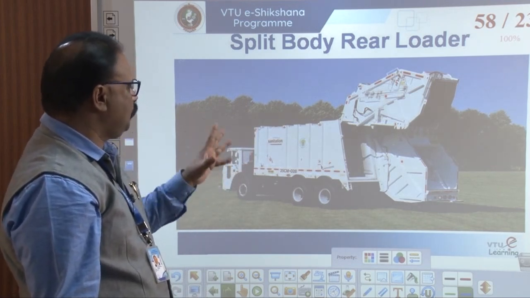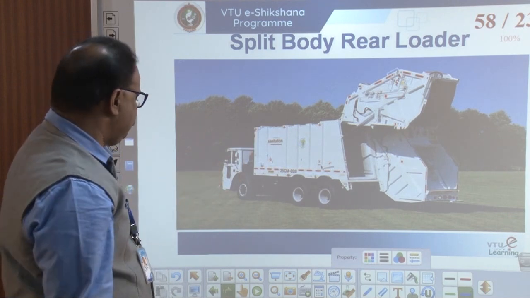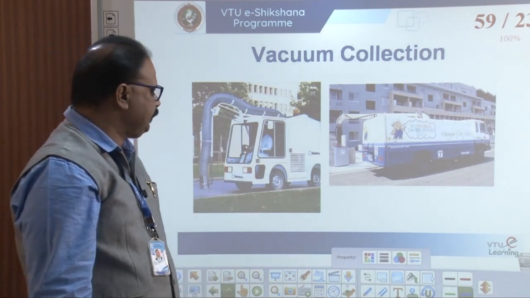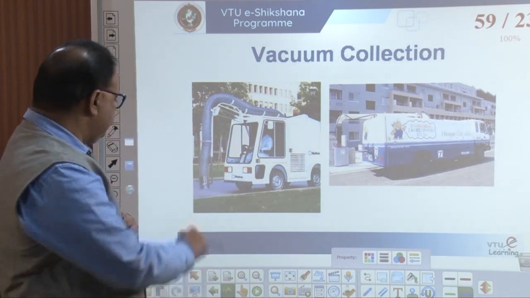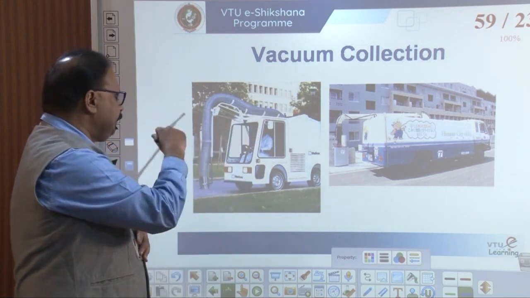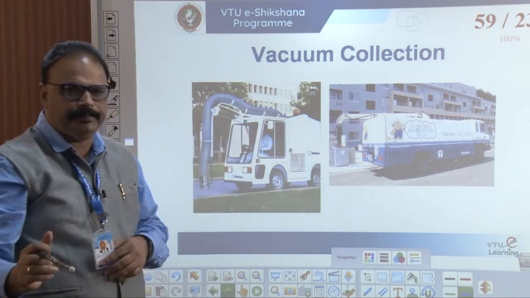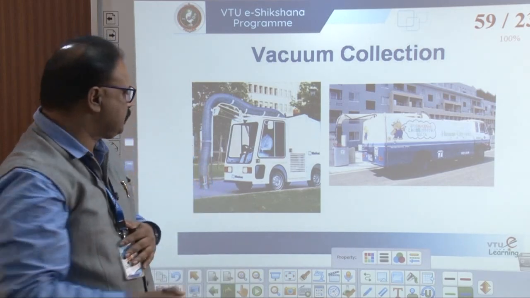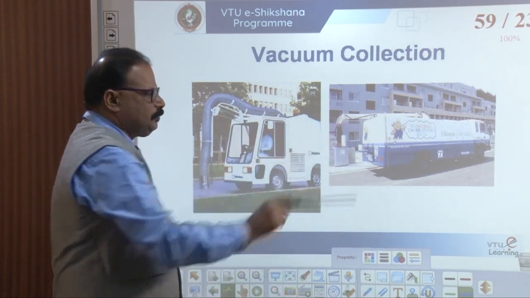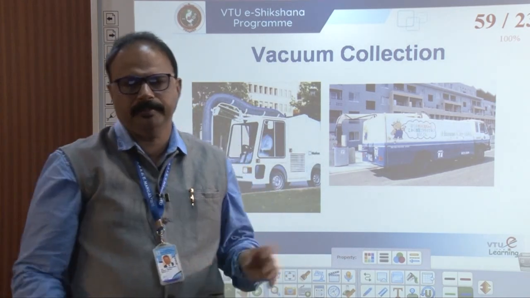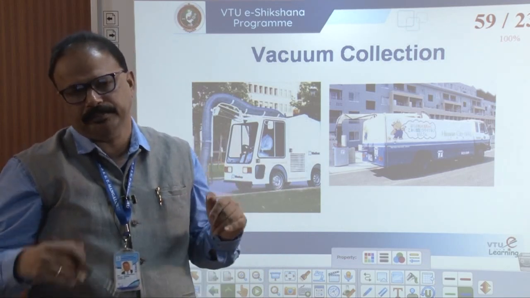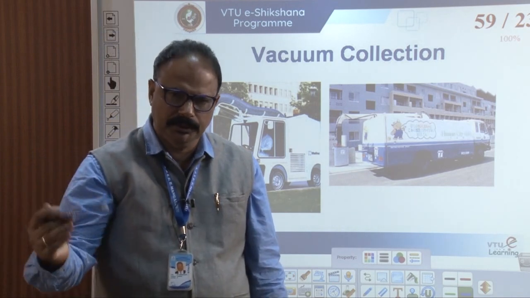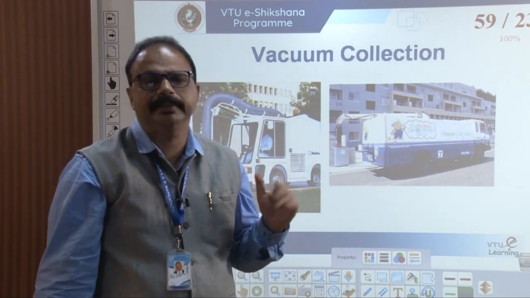Split body loader, a bigger vehicle, and this is the vacuum collector. Abroad, we use this one for recycled material. It may be paper or anything; it will suck and take paper and recycled materials which are available in a park or market. By the use of the vacuum collecting vehicle, this way we will collect the waste for recycling.